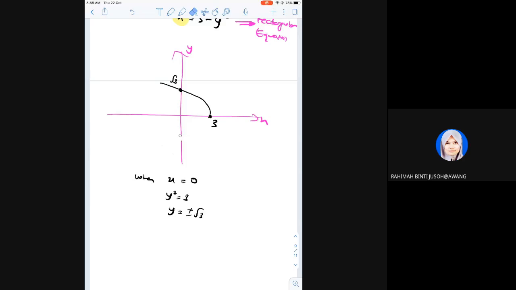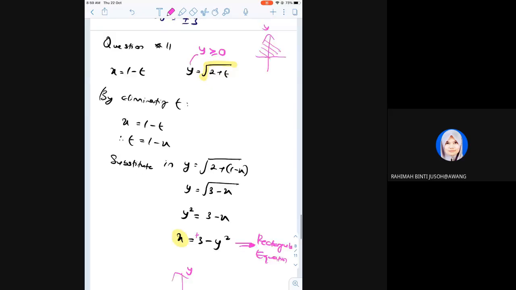Kalau tak, maka tolak. Sebab kita kena follow soalan asal. Okay, so we just care about Y positive. Y must be always positive. So ambil yang bahagian atas sahaja. Understand? Okay, now what's the orientation? How do we know the orientation?